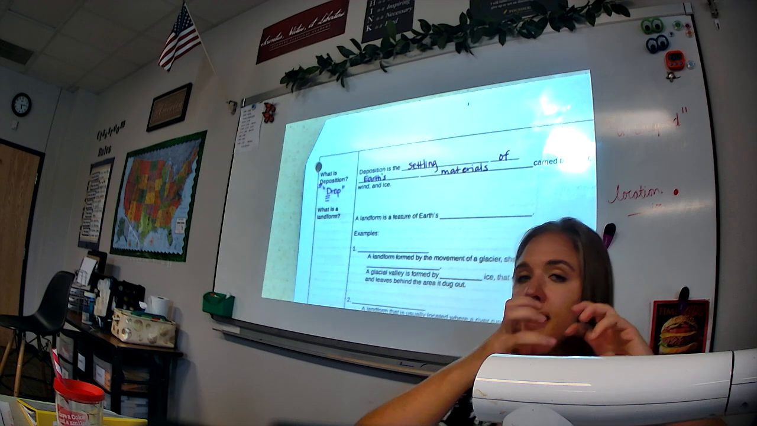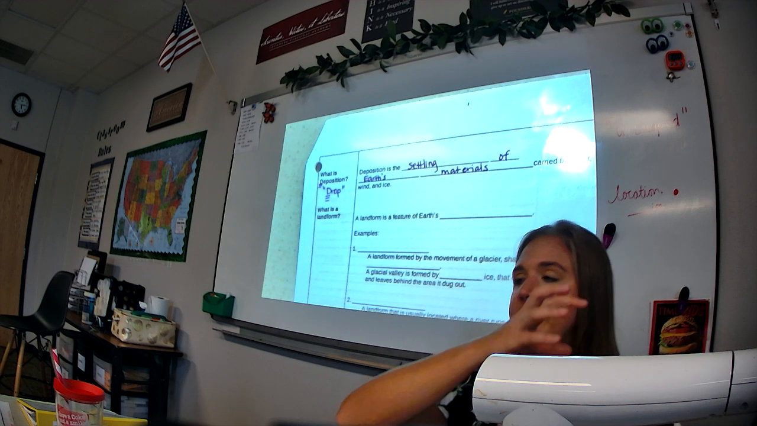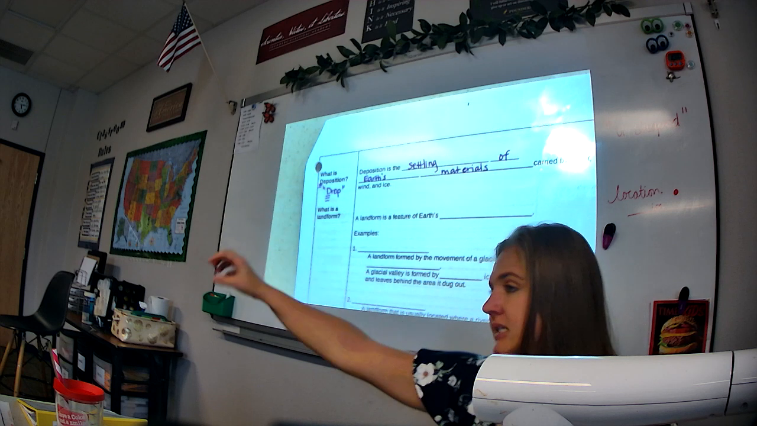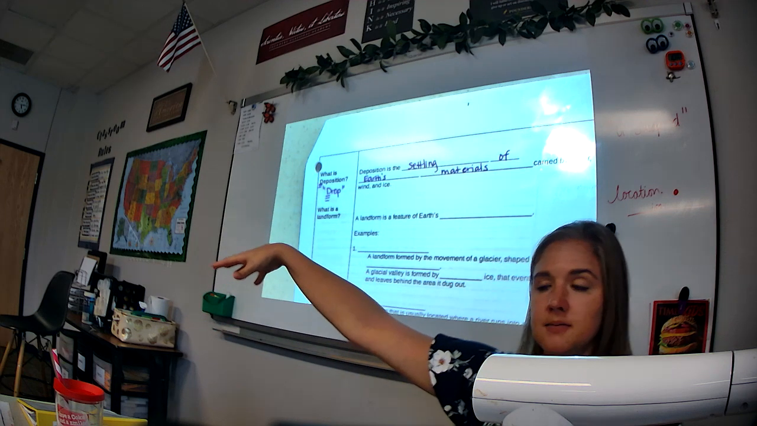Okay, so weathering breaks them down. Whatever agent of erosion causes them to move somewhere else, and then wherever they drop, that is the deposition process.